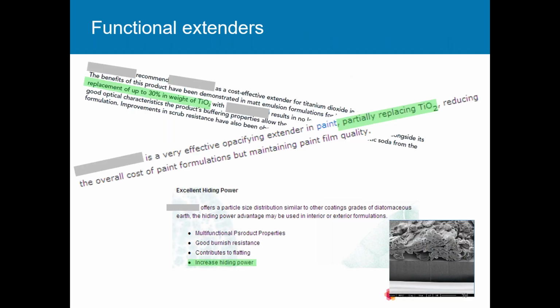So here we did a quick search on so-called functional extenders. And what you find in marketing information very often is that you can use this or that product, and you can reduce the amount of titanium dioxide. You can replace titanium dioxide without impact on the hiding power, things like that. I'm pretty sure that you know this kind of marketing campaigns or marketing information.